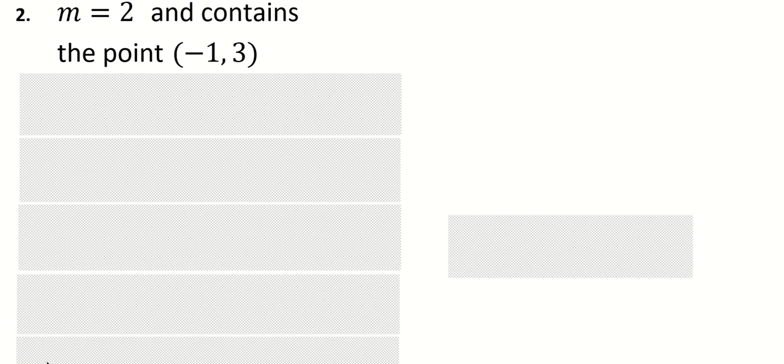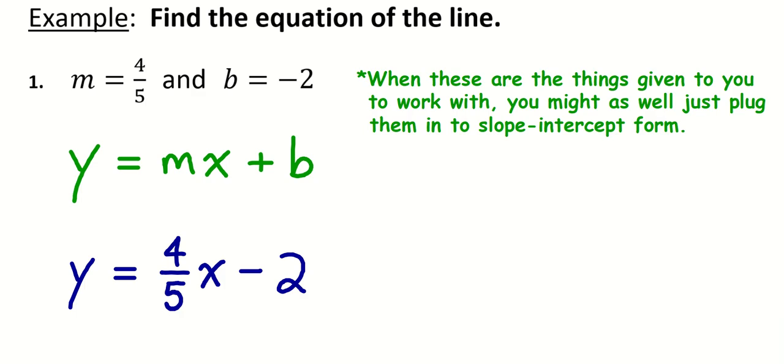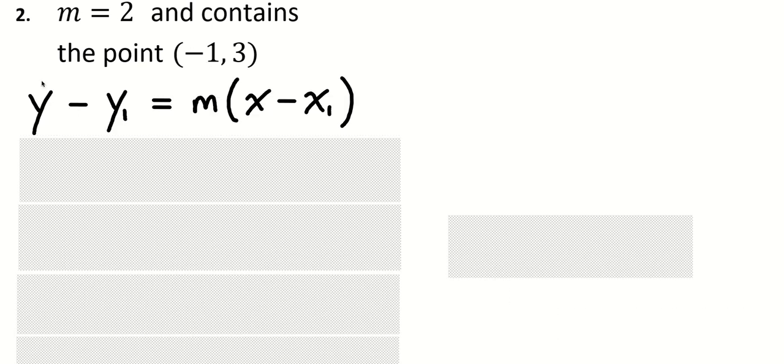In this situation, I highly recommend using point slope form, because with point slope form, the perfect ingredients you can know are a point and the slope. So here we go. At least this time, let's literally write down the original form.